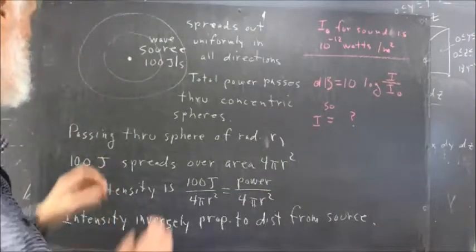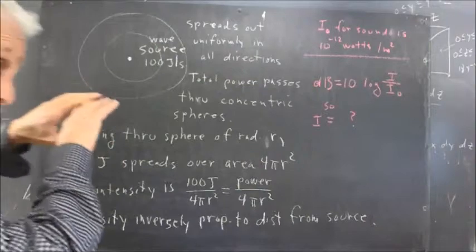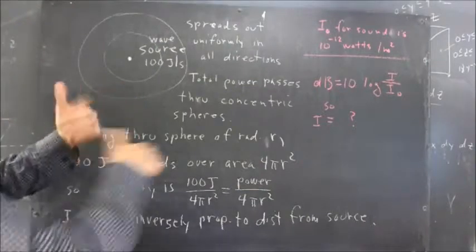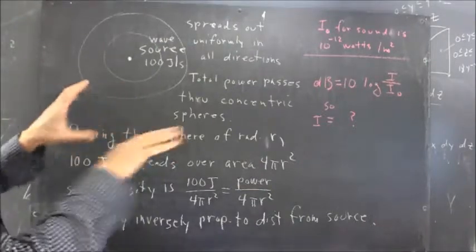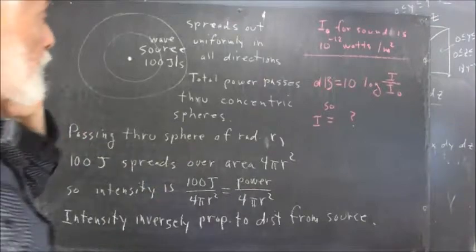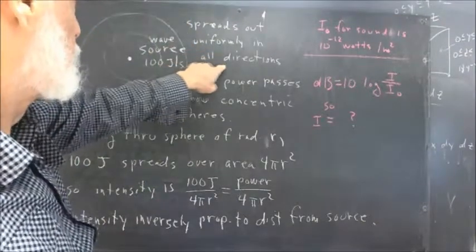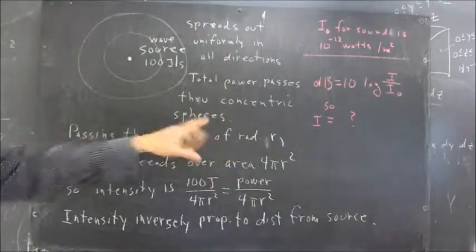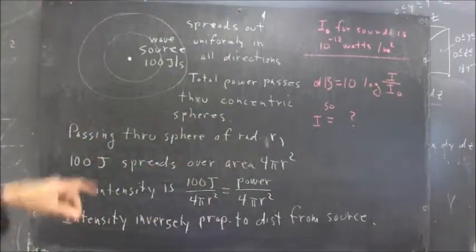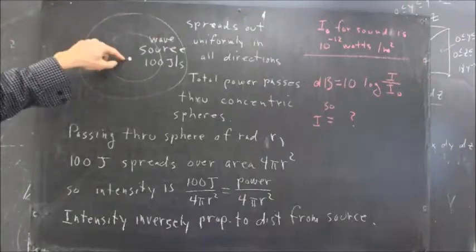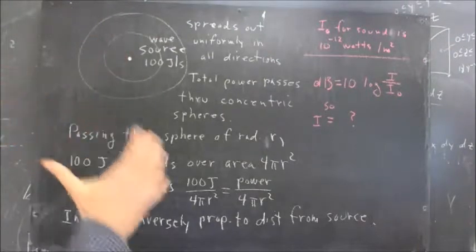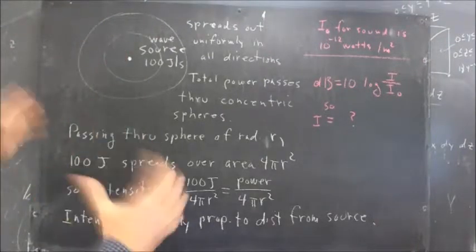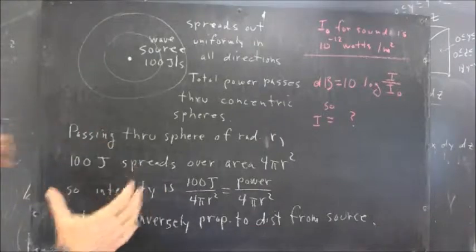Producing the wave in such a way that it's produced uniformly, symmetrically, in all directions, so that the wave spreads out uniformly in all directions. Then the total power is going to pass through concentric spheres. Any sphere of radius r about the center is going to have 100 joules per second of power passing through it, 100 watts of power.